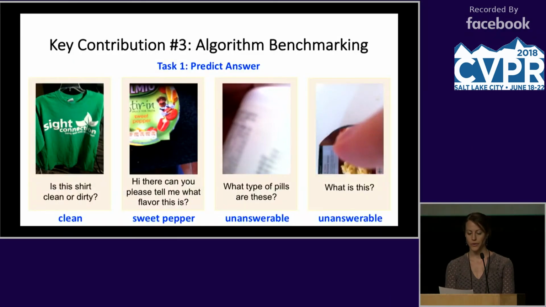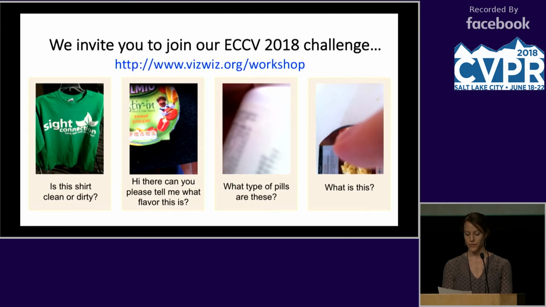We concluded this work by assessing the difficulty of the dataset for modern algorithms. We benchmarked 9 methods for the task of predicting the answer to a visual question. We also benchmarked 8 methods for the task of predicting if a visual question can be answered. Results show the VizWiz dataset is difficult for modern vision algorithms, and that is the motivation behind our challenge for the community. We invite each of you to partake in our challenge at ECCV to design algorithms that may one day help blind people overcome their daily visual challenges.